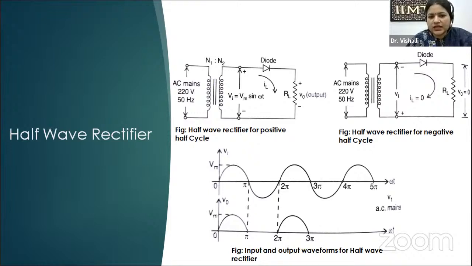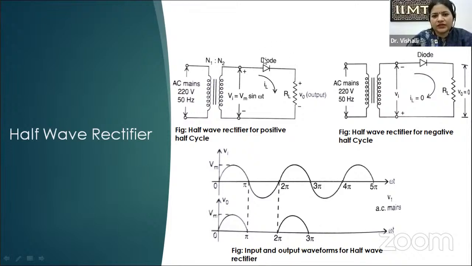AC input voltage. And the second purpose of the transformer is that it also isolates this rectifier circuit from the AC mains. In this way, it can also avoid the shock situation. So its main purpose is to step up or step down the voltage, as well as to isolate the rectifier circuit from the AC mains. After that, we have in this circuit the PN junction diode. There is a load resistance across which the output voltage is obtained.